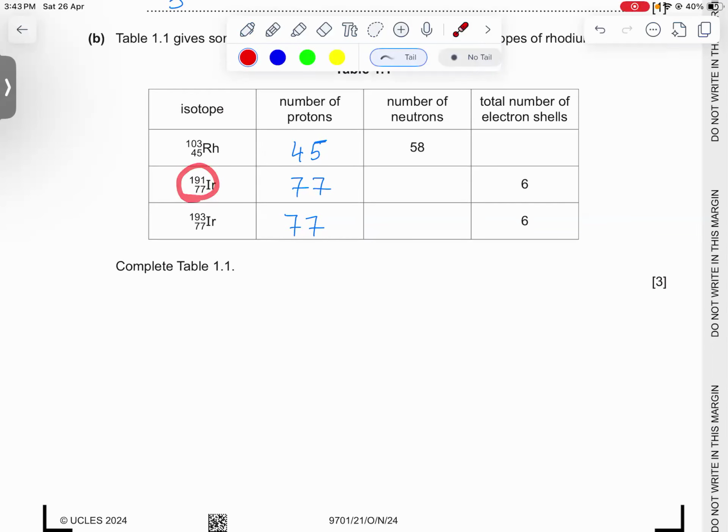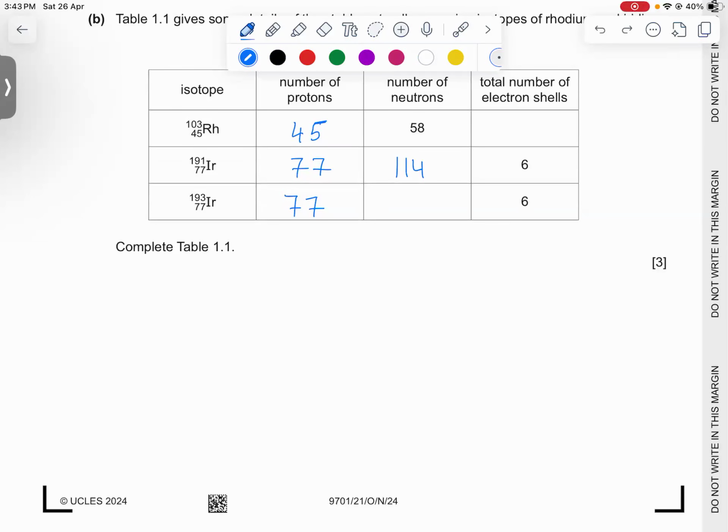What is 191 minus 77? 114. 114. And what is 193 minus 77? So it's like two more, so it should be 116. Just two more neutrons, right? Because 191, then 193. All right.